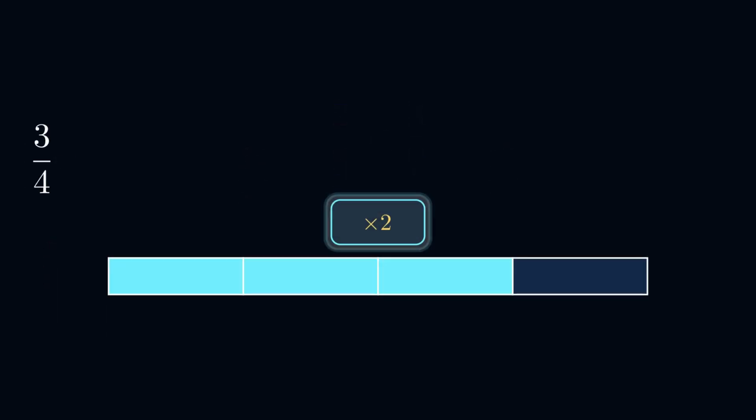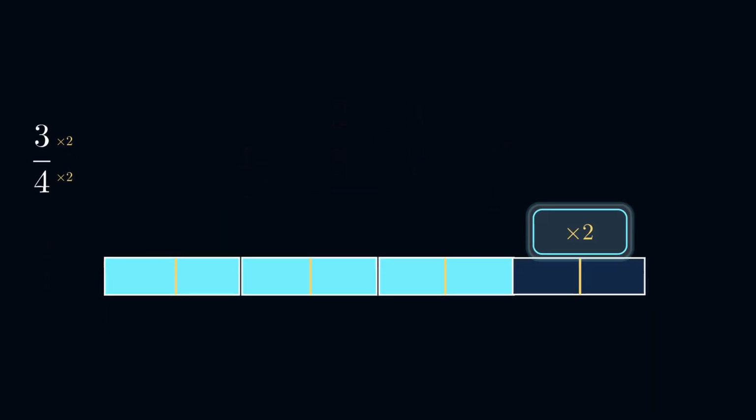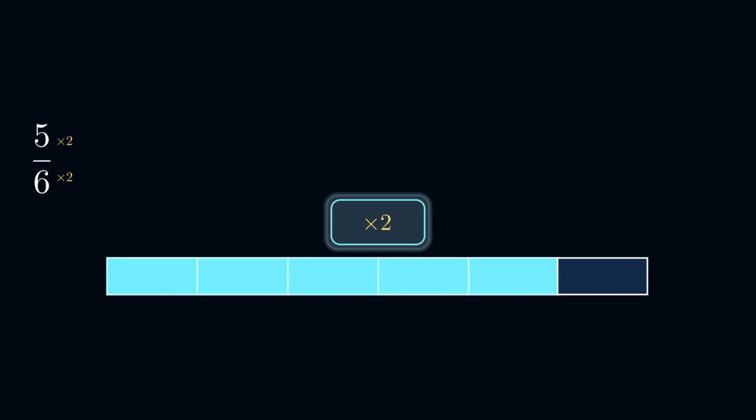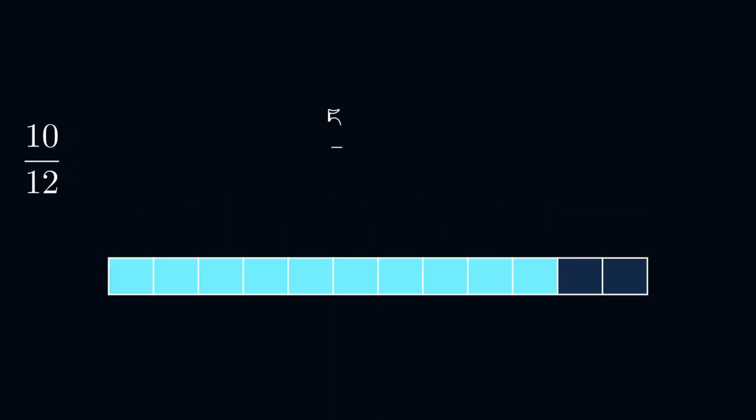Now the same idea moves a little faster. 3/4 becomes 6/8. The top is multiplied by 2. The bottom is multiplied by 2. The value stays the same. 5/6 becomes 10/12. Again, the numerator and denominator are both multiplied by 2.